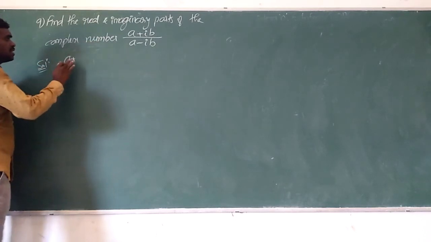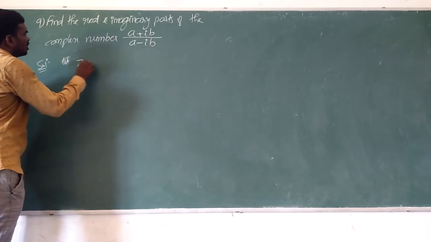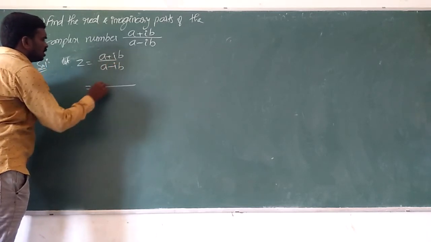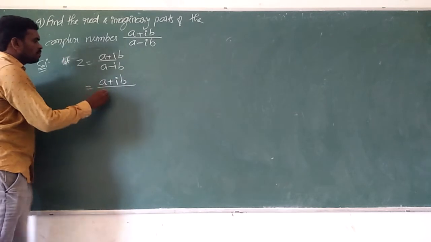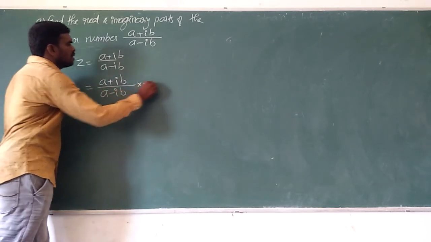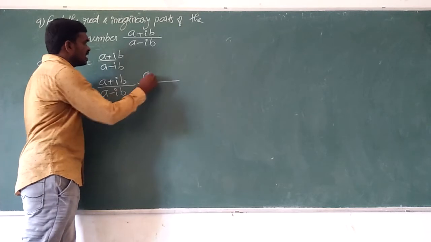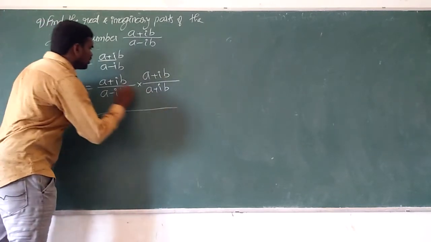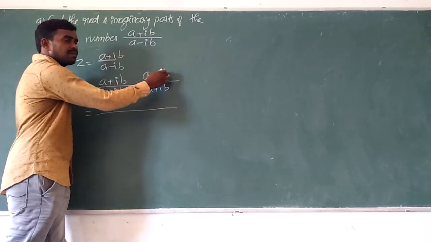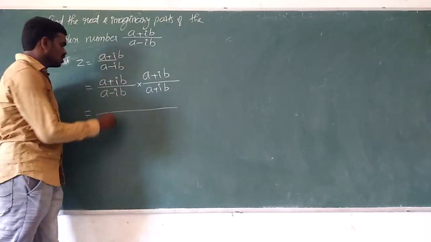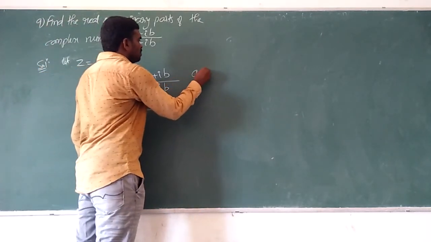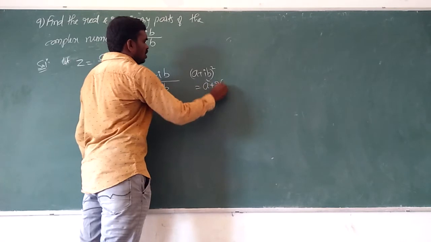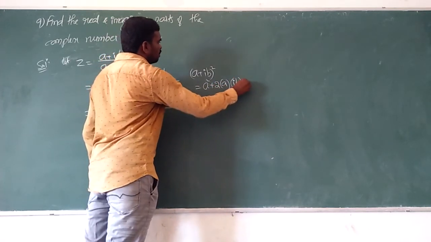Z complex number means what? Let us take z equal to a plus ib by a minus ib. How to simplify this? Here the denominator consists of a complex number. So immediately rationalize: minus is there, take plus, a plus ib by a plus ib. The numerator consists of a plus ib into a plus ib, becomes a plus ib whole square. So a plus ib whole square, same a square plus b square formula: a square plus 2ab means ib, plus b square.